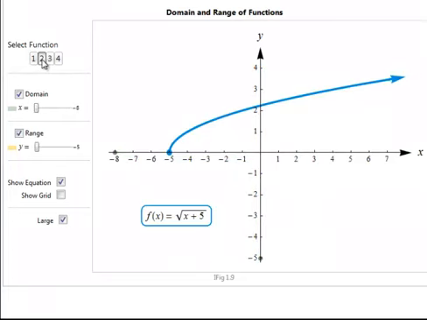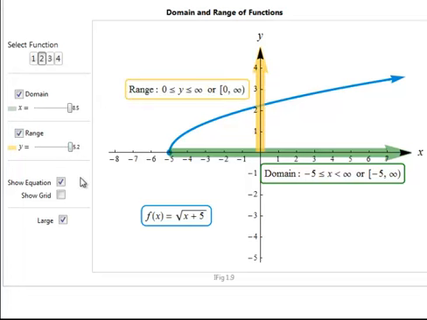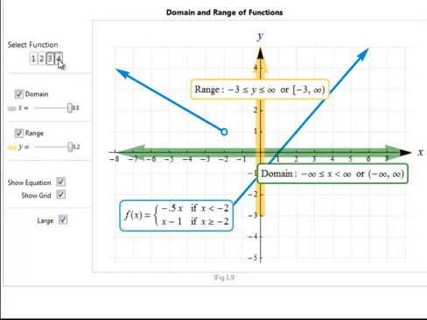This figure shows four functions, a quadratic, a radical, and two piecewise functions. Moving the x slider from -8 to +8 shows the domain of the function. Moving the y slider from -5 to +5 shows the range of the function.